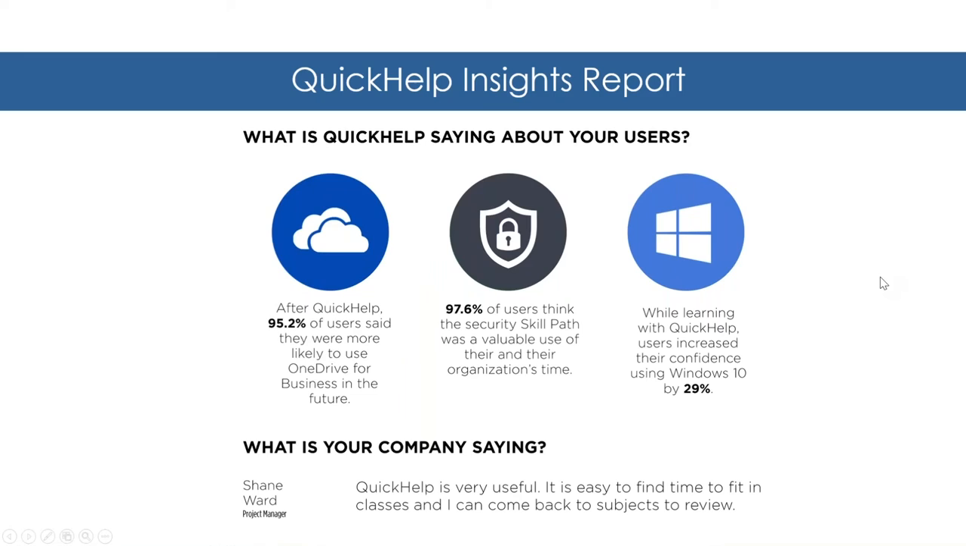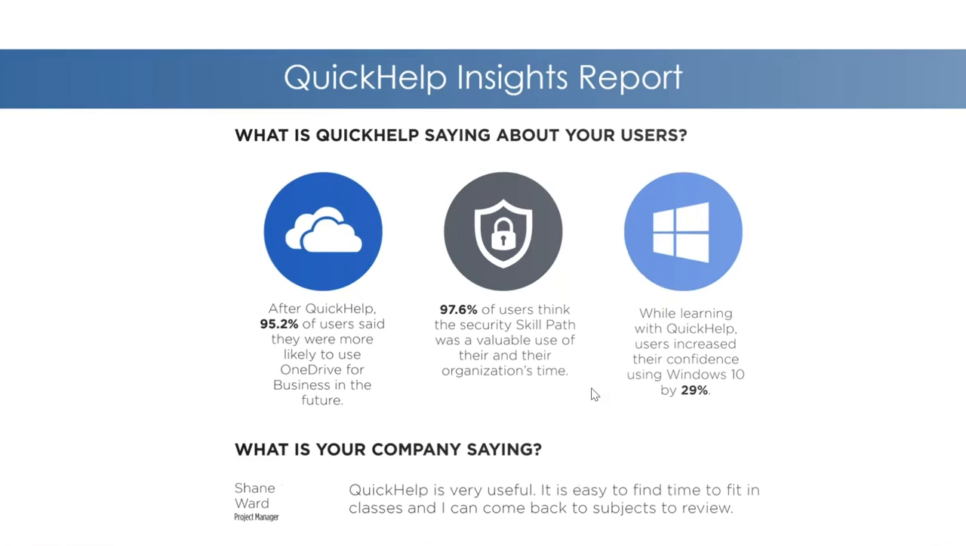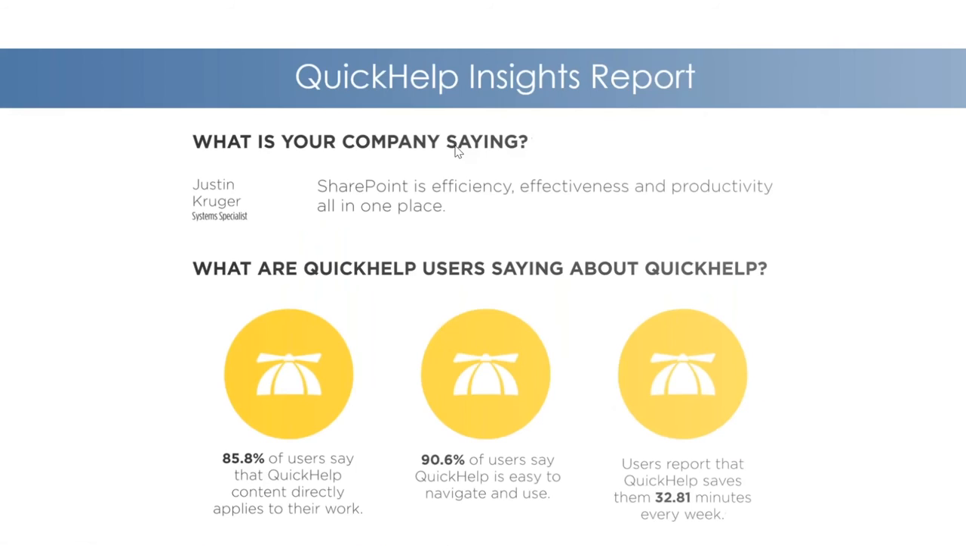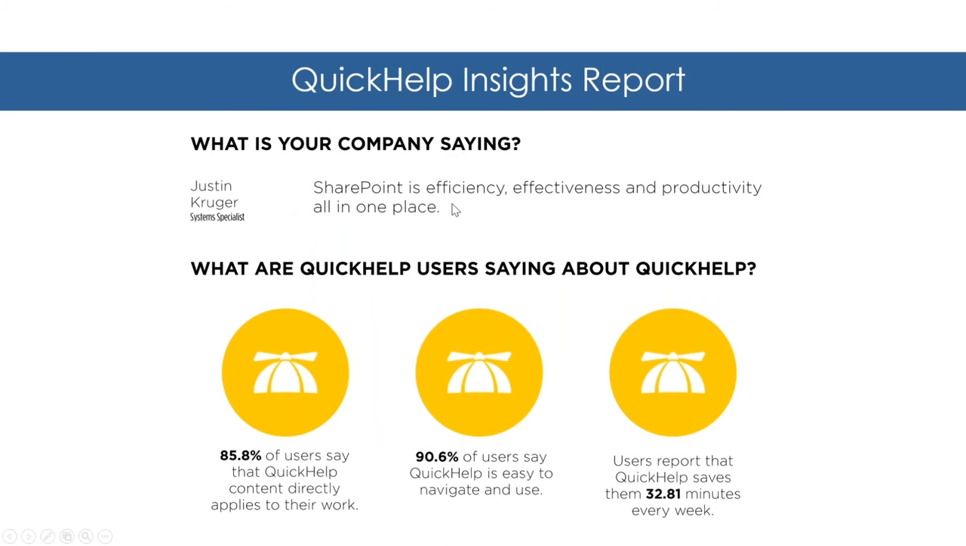So for example, here's some information from a sample insight report. After using QuickHelp, 95% of users said they were more likely to use OneDrive for Business in the future. 97% of users said the security skill path was valuable. While learning with QuickHelp, users increased confidence in Windows 10 by 29%. What are users saying about certain applications? SharePoint is efficiency, effectiveness, and productivity all in one place.